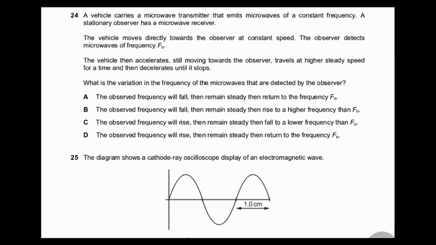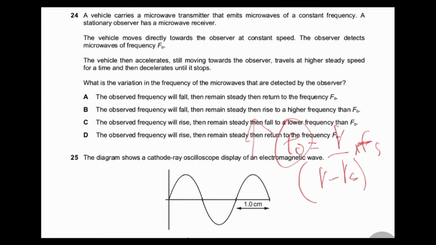Question 24, if the vehicle moves towards the observer, remember the formula will be: observed frequency is V over V minus Vs, times Fs. So how do I know it is actually minus? Because coming towards the observer, the frequency that's observed will be higher, so therefore the bottom must be smaller, so it's minus.